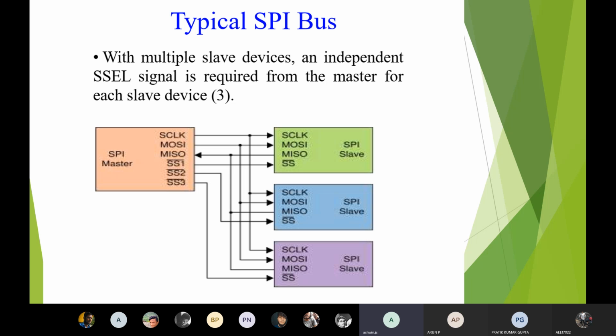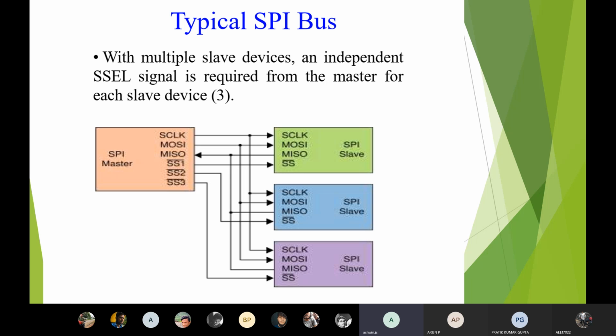So look at the clock pulse, it is a common pin, and the master output to slave inputs are given using the common pin. Similarly, master in slave out is also given on a common pin. The only thing is the chip select will vary.